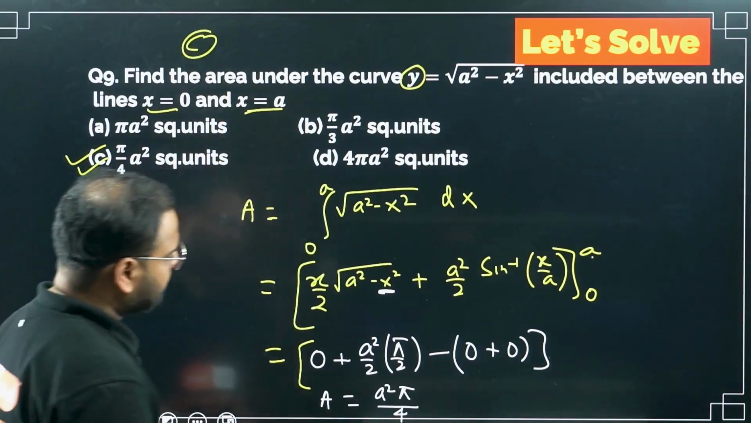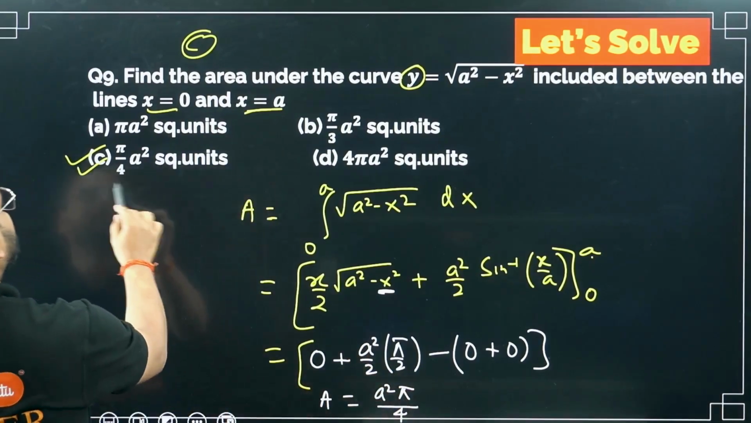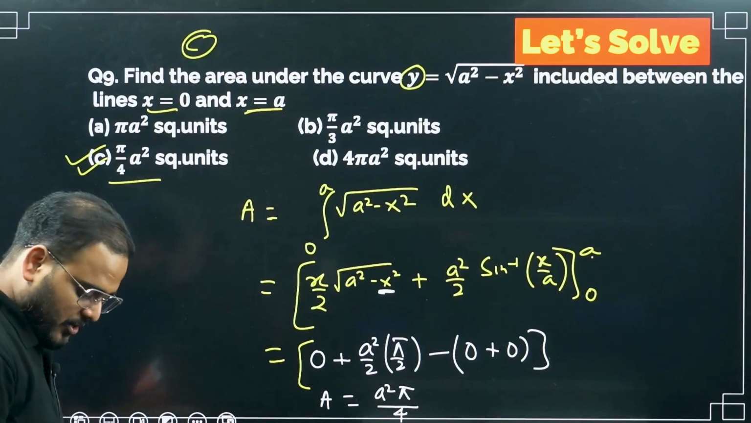Correct? No problem there, right? Pi times a square by 2 into 2 is 4. So option C is the correct answer. Simple question, very very simple. Okay, moving on. Next question.